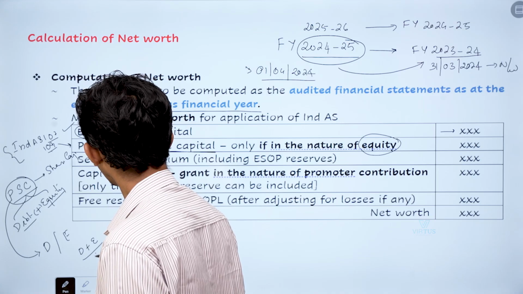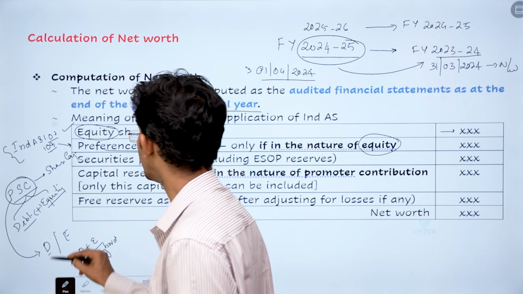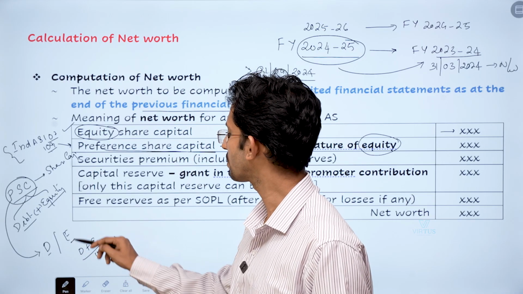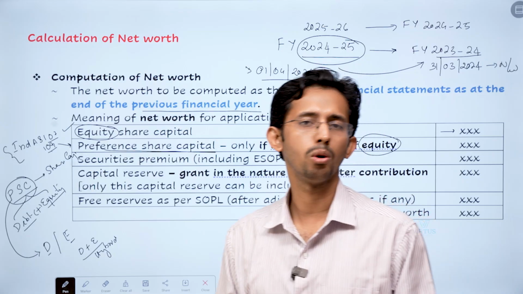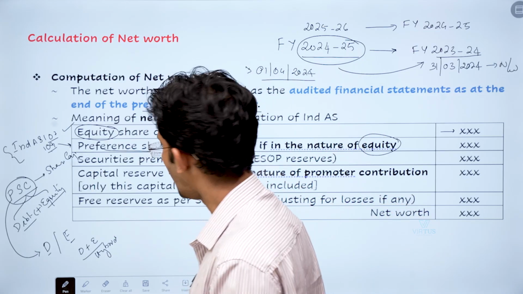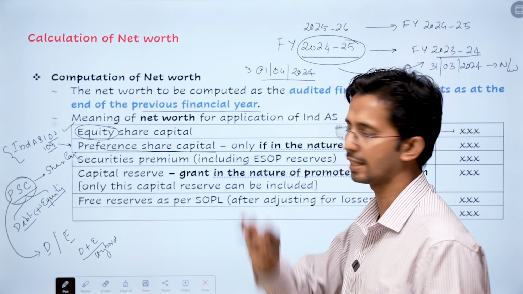Debt plus equity is what is known as hybrid instruments. So we'll have to see whether it is purely a debt instrument, purely an equity instrument, or a hybrid instrument where you will have both debt plus equity components. After deciding that, you will account for this preference share capital either as equity or as debt.